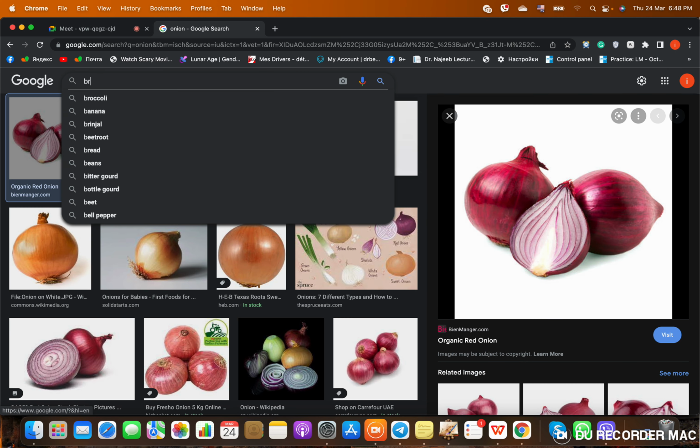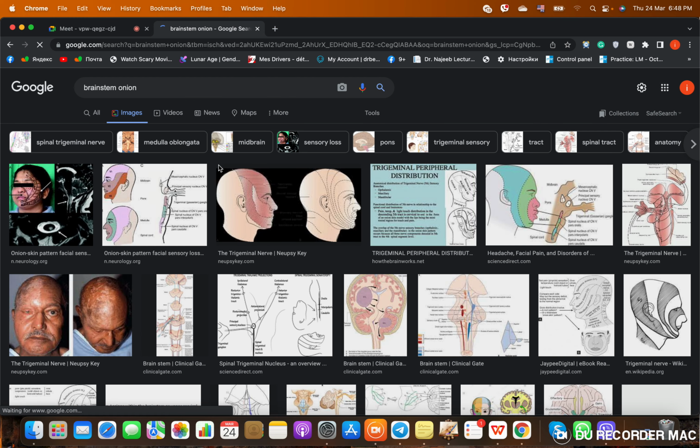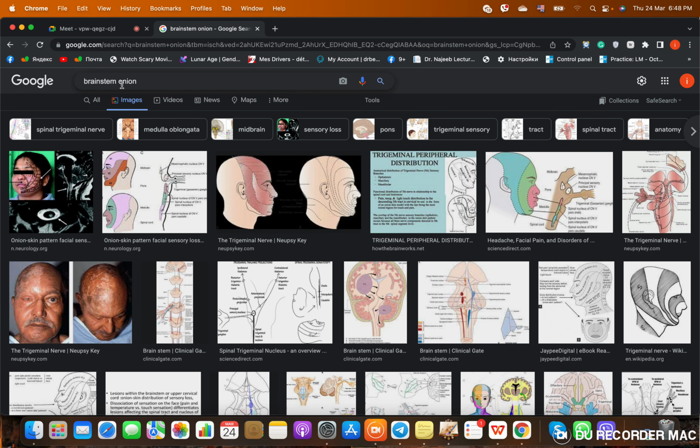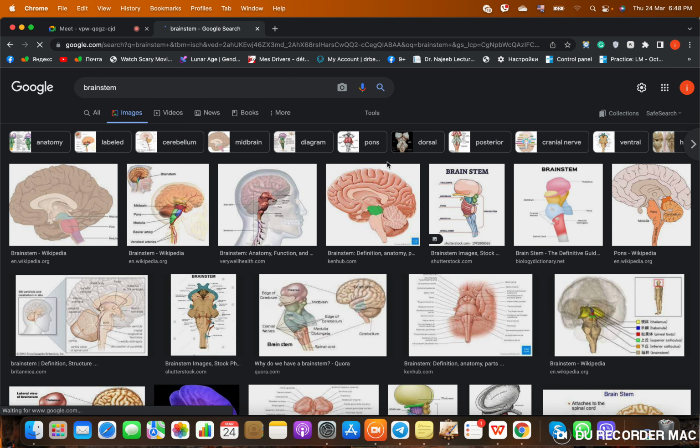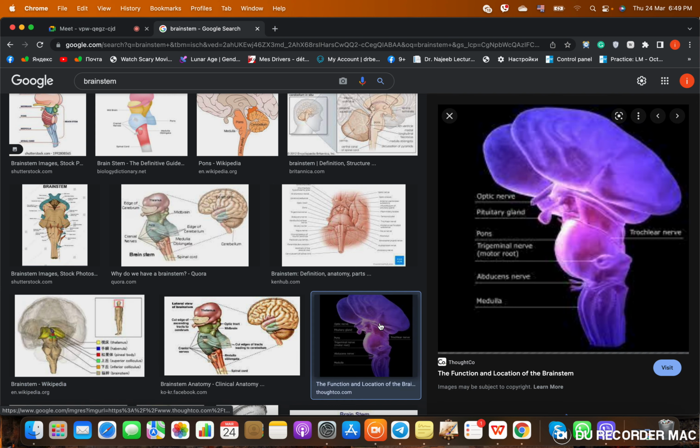So let's take a look at the brain stem. I really don't know why they call it an onion. But for me, it does not look like an onion, but they say it looks like an onion. I don't know. It's your judgment to say if it looks like an onion or not. This thing.